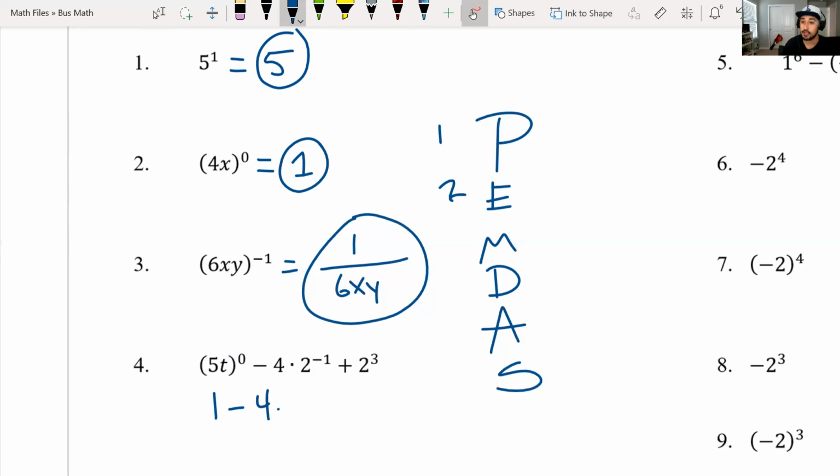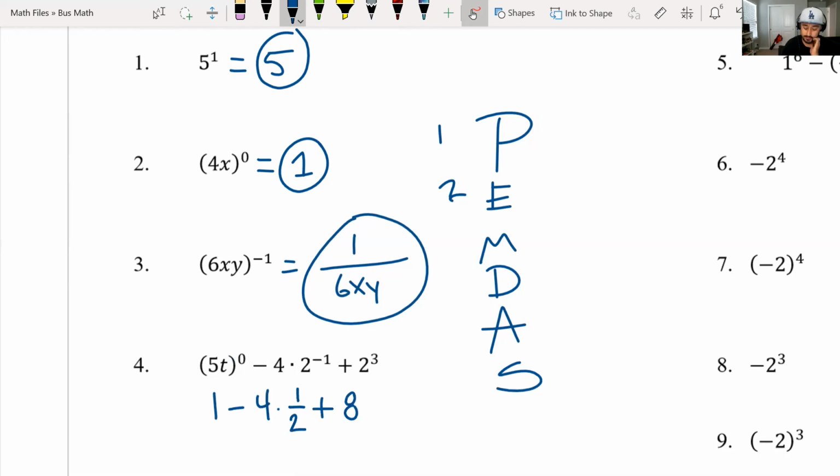Now, that's another exponential, so we have to handle the exponent. 2 to the negative 1, anything raised to a negative power becomes a fraction. So 2 to the negative 1 becomes 1 half. Plus, again, 2 cubed goes under exponents. 2 cubed is 2 times 2 times 2, which should give me 8.